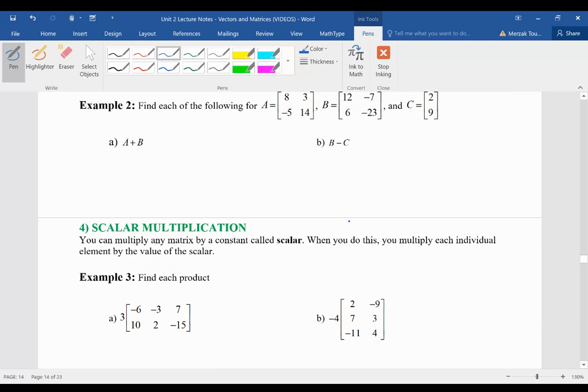All right. Example 2. It would be a good idea actually to stop the video, work on example 2, and then you can look at the solution. Find each of the following for matrix A, B, and C. A plus B. So matrix A plus matrix B.